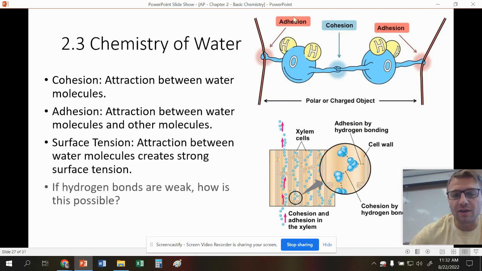Now, we also have other attraction forces within water. Cohesion is when water molecules are attracted to each other. Adhesion is when they're attracted to things that are not water molecules. So this is just the difference between those two terms. And what it creates is a surface tension that's very high because of the attraction between the water molecules. Since these water molecules are so small and there's so much attraction between them, that's what really creates that high surface tension.